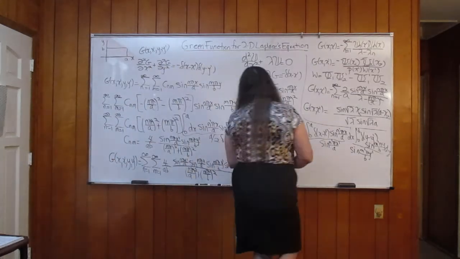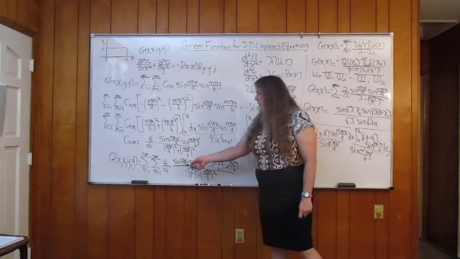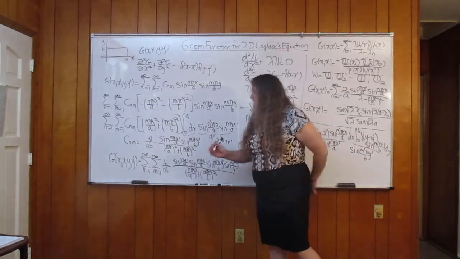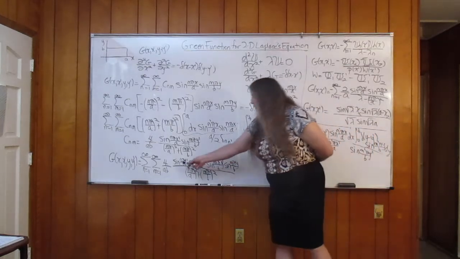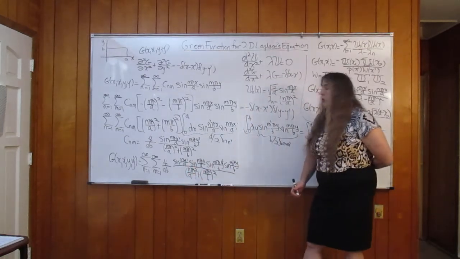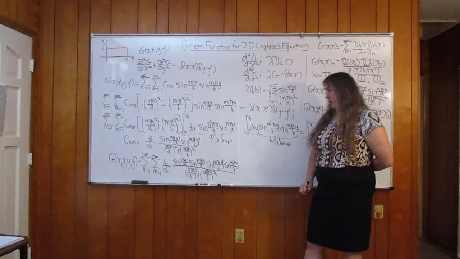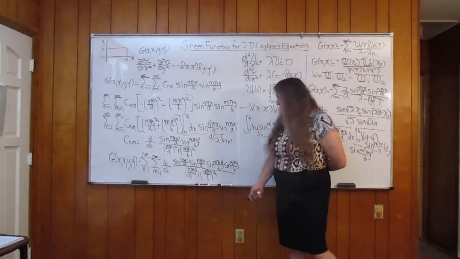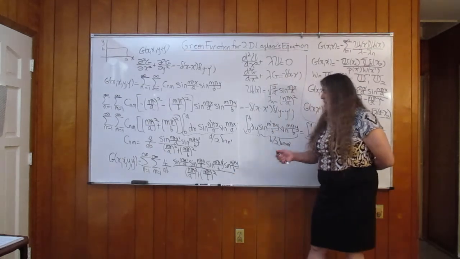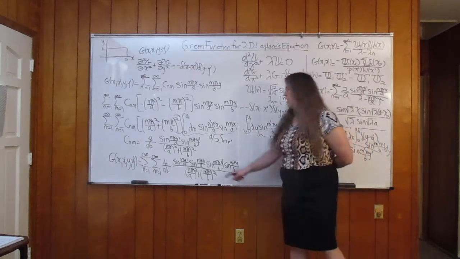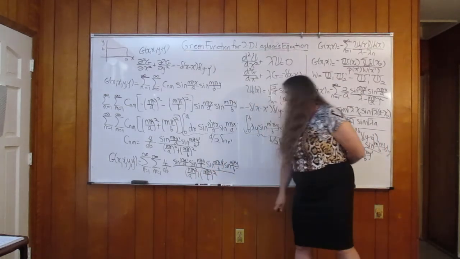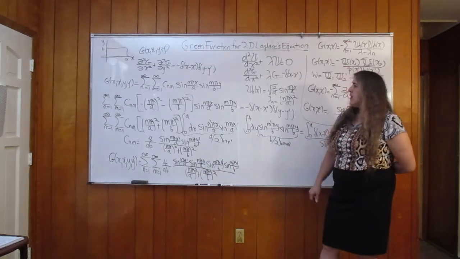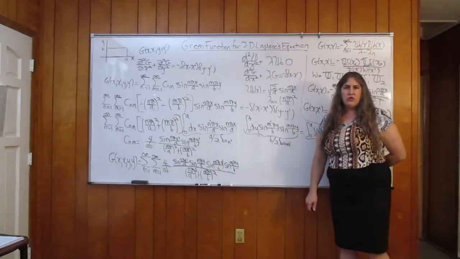okay, there's your solution. So your Green's function in 2 dimensions, written as a double summation, n equals 1 to infinity, m equals 1 to infinity, 4 over ab sine n pi x prime over a, sine n pi x over a, sine m pi y prime over b, sine m pi y over b, all over n pi over a squared plus m pi over b squared. And that's your third representation of Green's function.